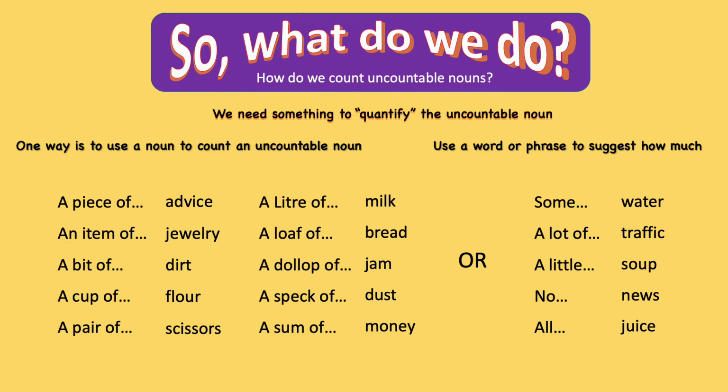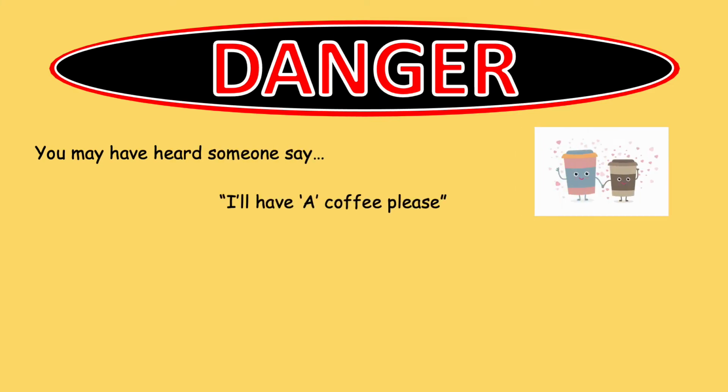Let's look at some dangers with uncountable nouns that you may come across. You may have heard someone say, I'll have a coffee, please. This is incorrect. What they really mean is, I'll have a cup of coffee, please. So when you hear that, it's actually incorrect, but it is understood and meant that way.